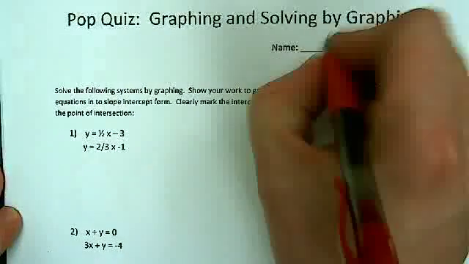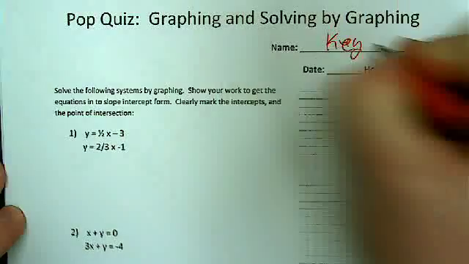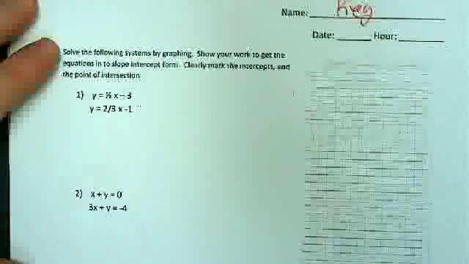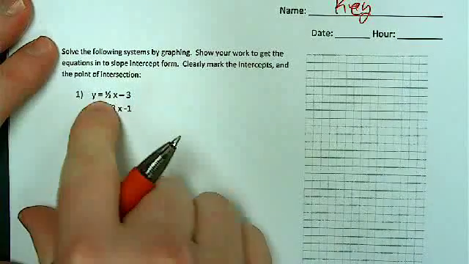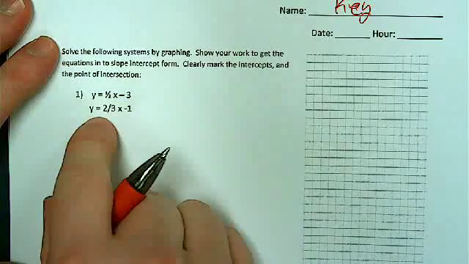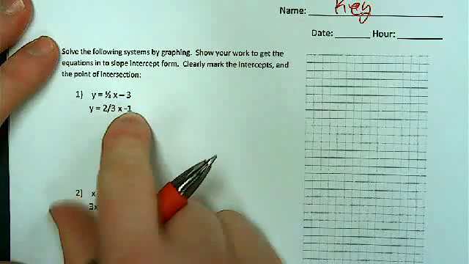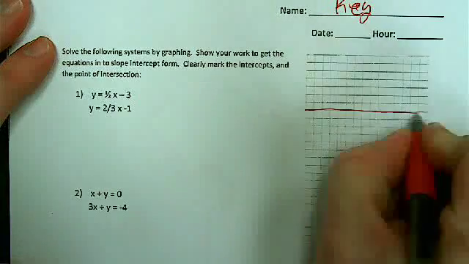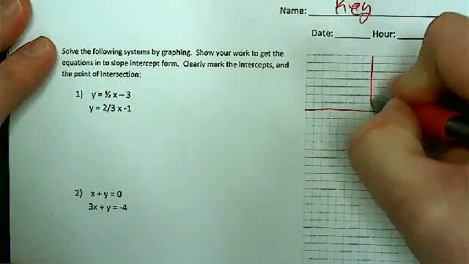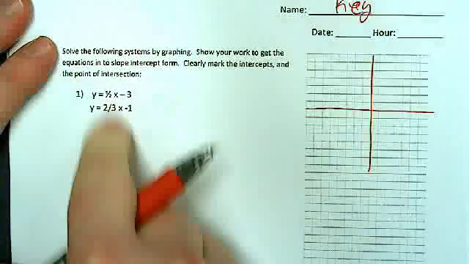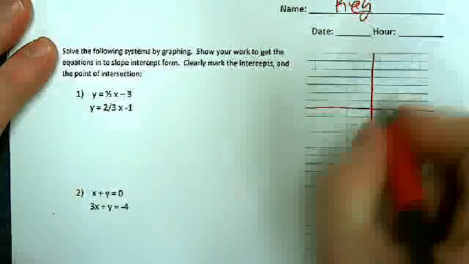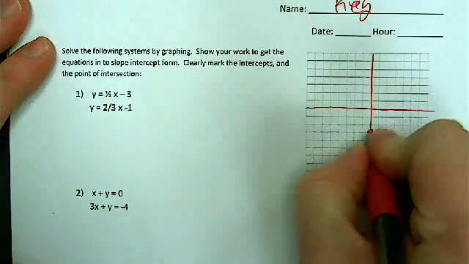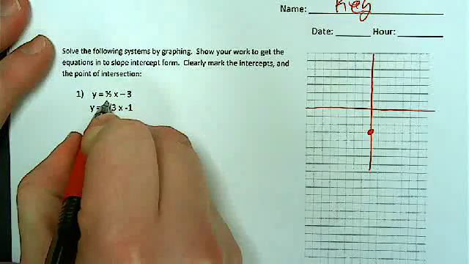All right, this was the pop quiz from Friday, and here is your answer key. Number 1 asks you to graph y = 1/2 x - 3 and y = 2/3 x - 1 and see where they intersect. Now, the problem with this is that it's going to be very difficult to see on the graph given these two slopes. So let's start here at -3: 1, 2, 3, and I do my slope of a half.